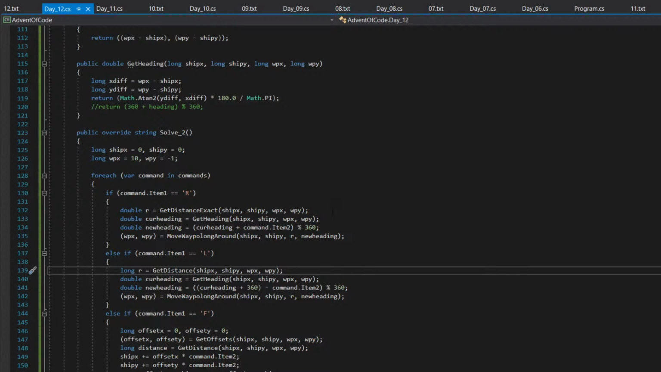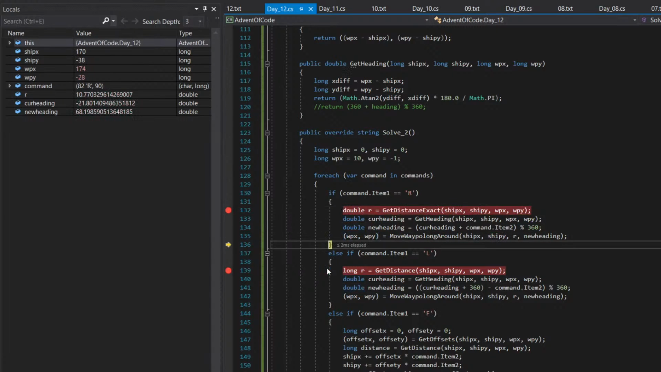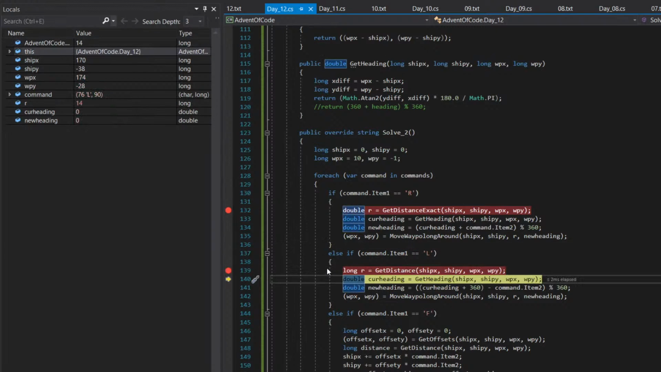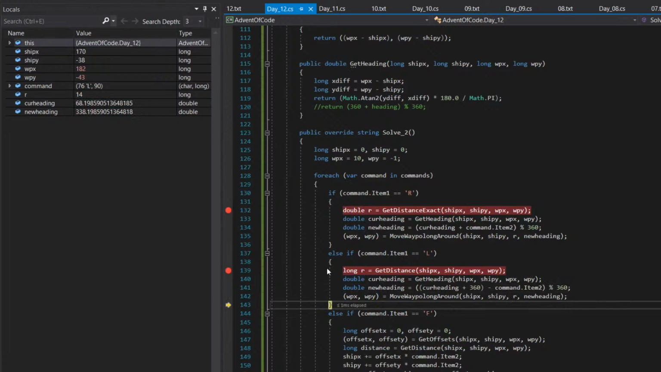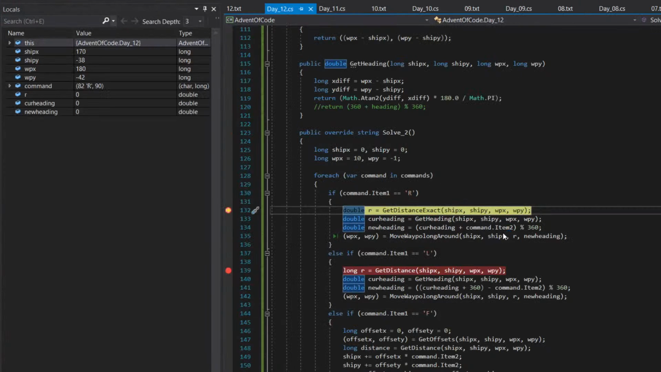Let's see. We go right 90 and then left 90. We should come back to the same spot, right? So here's our right 90. We move to 174, negative 28. Here's our left 90. We move to 182, negative 43. That's not where we were at. We were at 180, 42. So it fails the back and forth test.